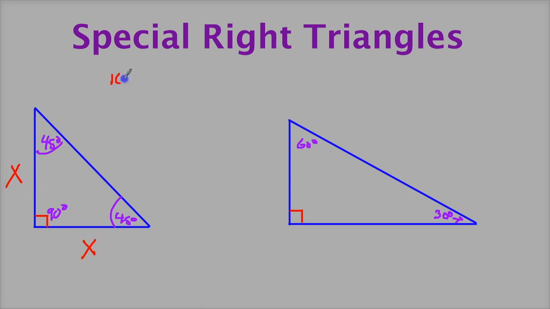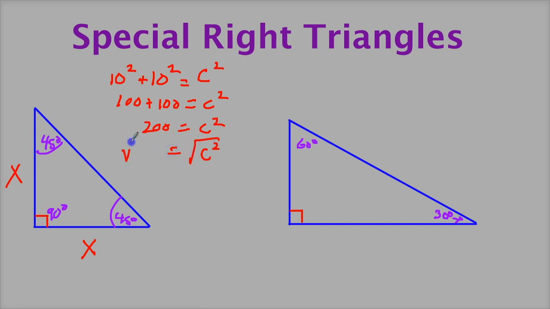In that spirit, I want to find out what this is. So I'm going to do the Pythagorean theorem because, why not? 10 squared plus 10 squared equals c squared. So 100 plus 100 equals 200. Now I want to take the square root of both sides. So the square root of c squared equals the square root of 200. I'm actually going to break this out into 100 times 2.